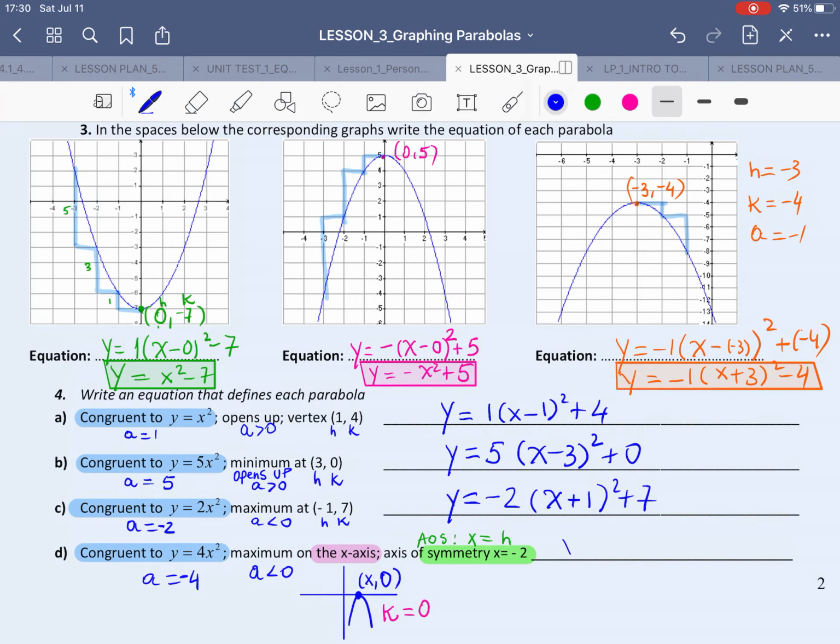So now we're ready to put everything into the equation. So we have everything. So we have a -4, x minus -2, so that makes it minus -2, right? So +2 squared, and then plus 0 in here because the k will be 0. Well, I hope that this consolidated your understanding of the transformations of the parabola, and I hope this all made sense.